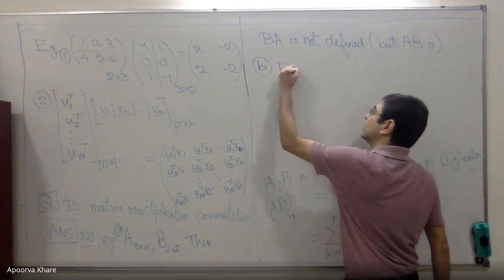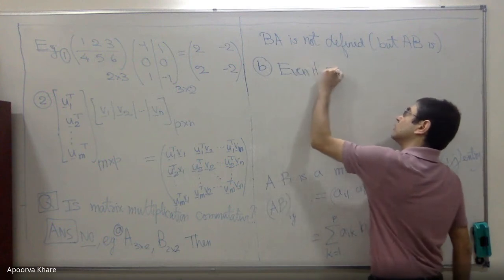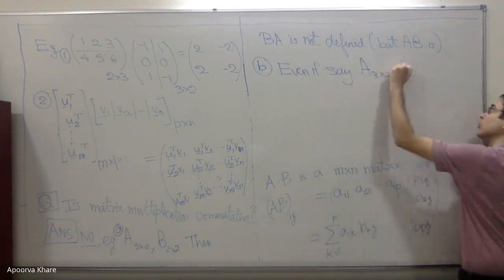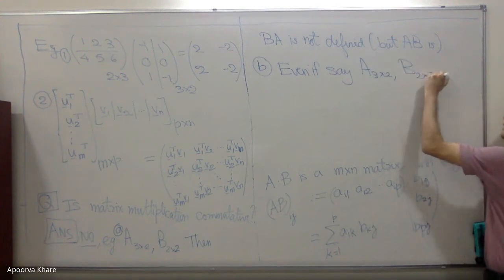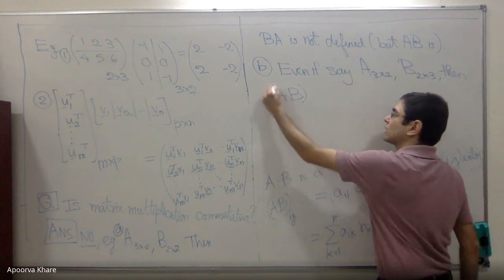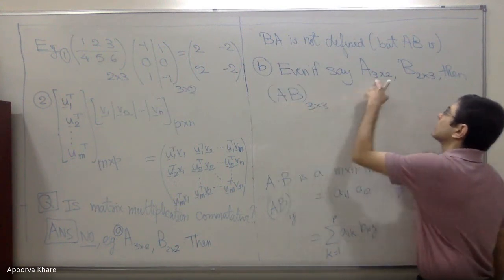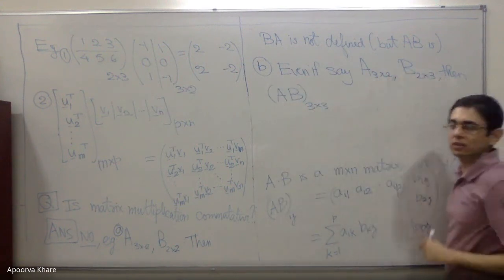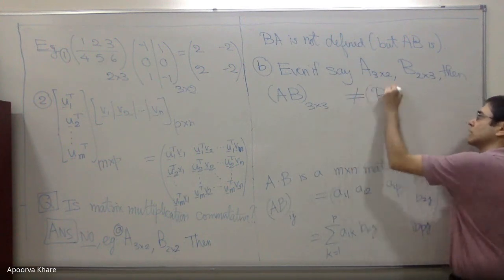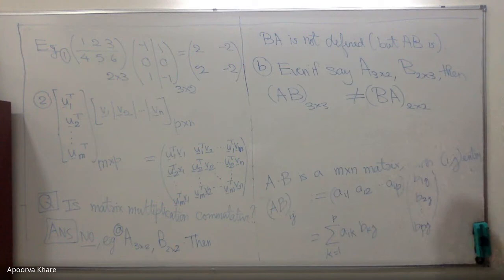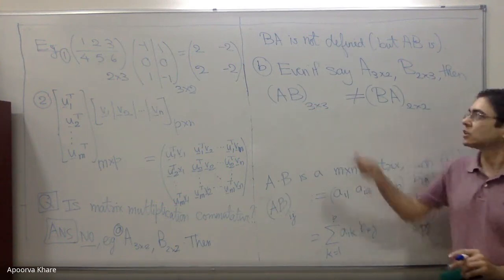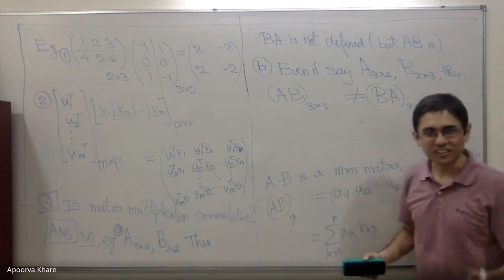Even if, say, A was 3 by 2 and B was 2 by 3, then AB, whatever matrix it is, I don't care, but it has to be 3 by 3 because the 2's sort of cancel and you get 3 by 3. But BA is, of course, not 3 by 3, it is 2 by 2. So how can a matrix with 9 entries equal a matrix with 4 entries? So even there, it's not defined.